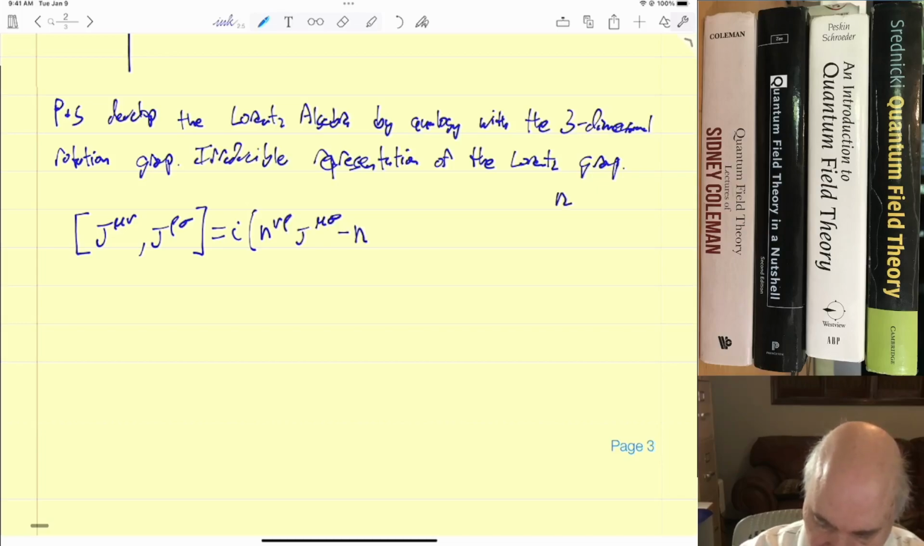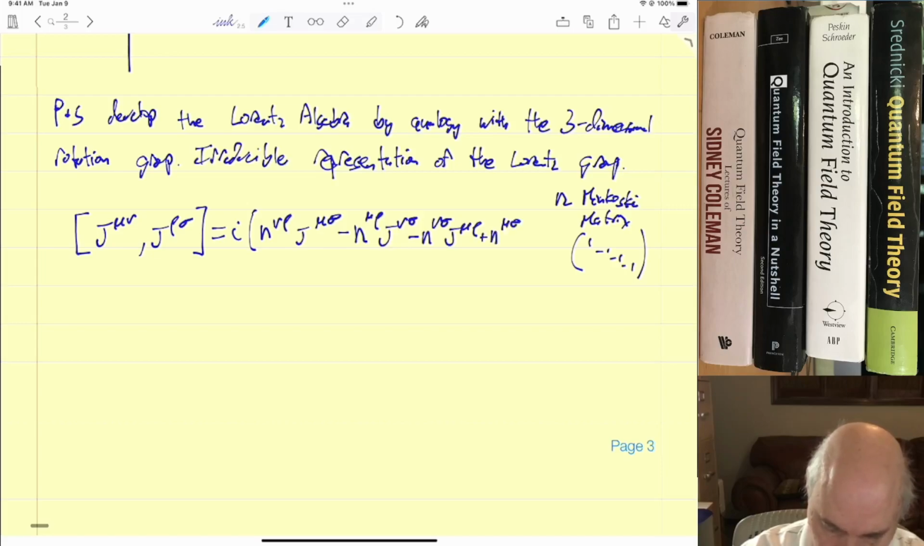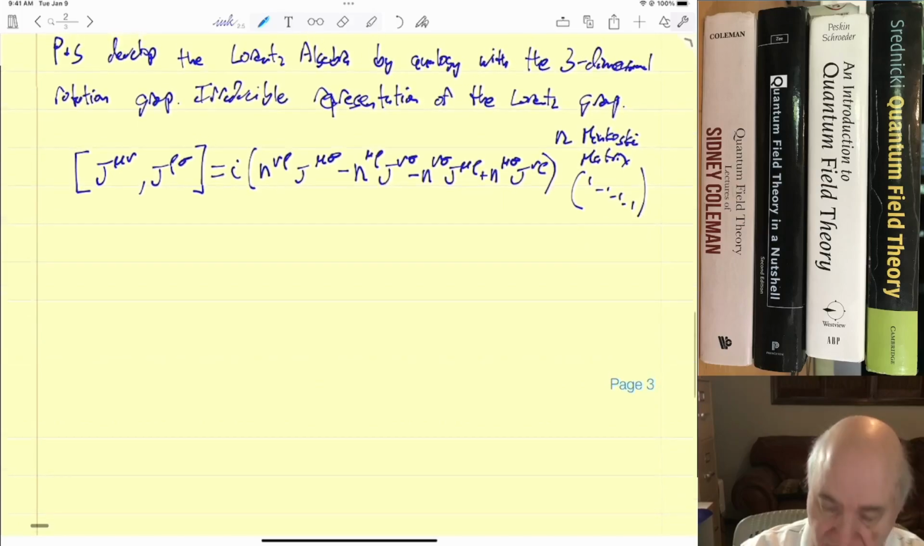Eta is the Minkowski matrix, and in Peskin and Schroeder, that is (1, -1, -1, -1). Okay, minus eta^{μρ} J^{νσ}, minus eta^{νσ} J^{μρ}, plus eta^{μσ} J^{νρ}. Okay. So what's going on here with the J's, they're antisymmetric. So in 4 dimensions, there are 6 of them, and they correspond to 3 rotations and 3 boosts, which works out for special relativity. So we can see we're on the right track. So these are the generators of the Lorentz group.